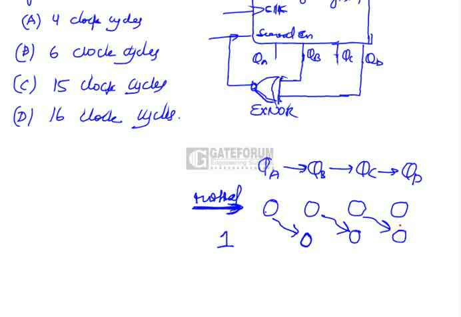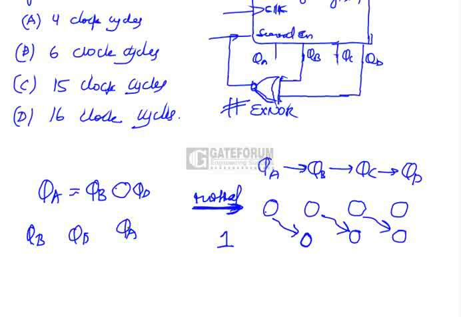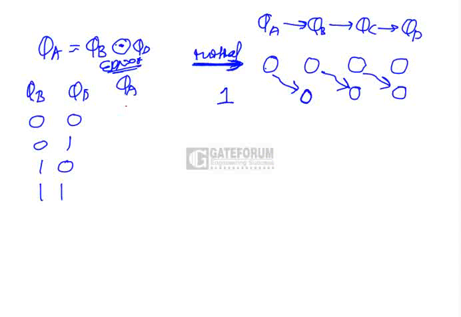Now what is the input of QA here? QA input is equal to QB XNOR QD. What he has given here is an XNOR gate. Now what is the truth table of XNOR? Let us take QB, QD and QA. Write down the truth table for the XNOR gate: 0 0, 0 1, 1 0, 1 1. The output of the XNOR gate is 1, 0, 0, 1. This is the output for QB and QD through the XNOR gate.